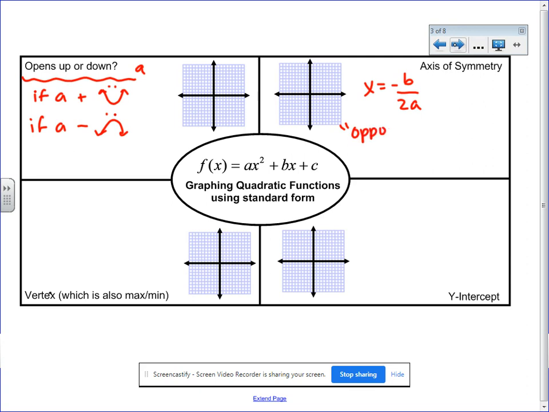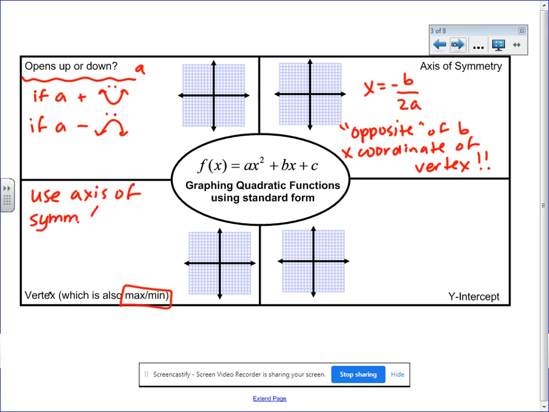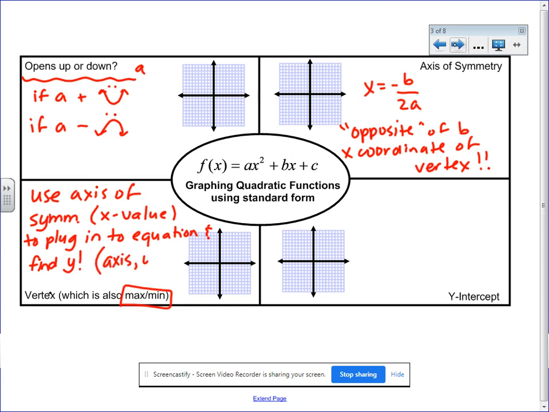And I might write opposite of b, just so you remember that if b is already negative, you have to make it positive. So this is the x coordinate also of your vertex. So then for your vertex, also a minimum or maximum or turning point, if you will, use the axis of symmetry for that x value to plug in to the equation and find your y value. So your coordinate point is your axis of symmetry and your y value.